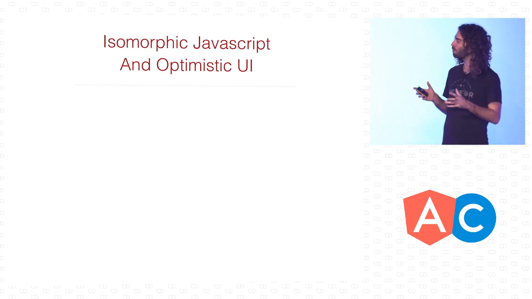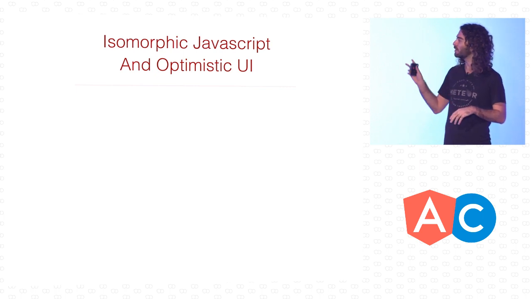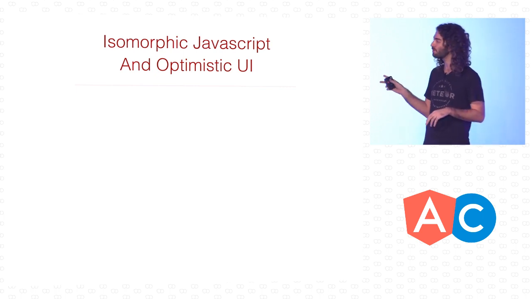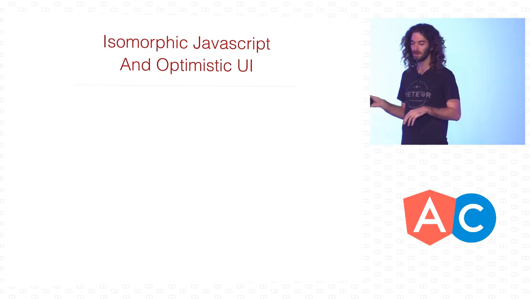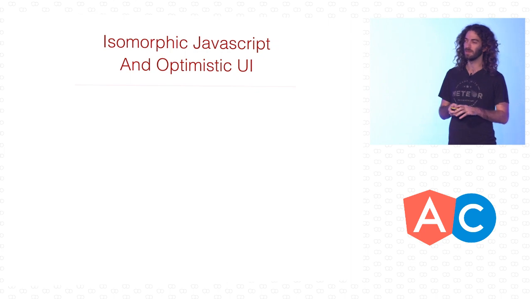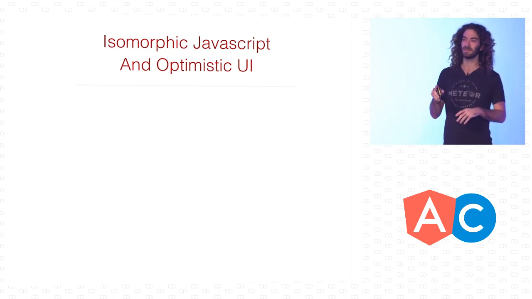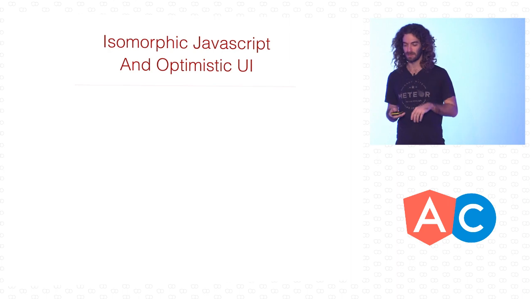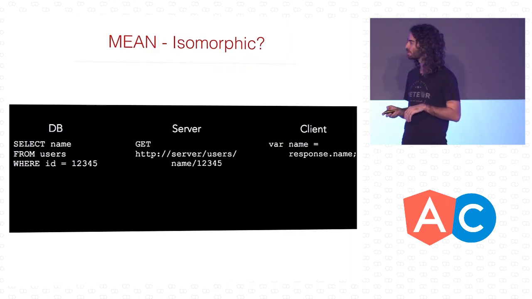So let's say, just for example, we're combining two concepts. One is completely isomorphic JavaScript, that you can run JavaScript everywhere and use your code anywhere, with optimistic UI. Optimistic UI is the concept that I talked about, the like button, where you press like and it happens instantly, and then later handles all the tough syncing latency compensation with the server. So how does it look?